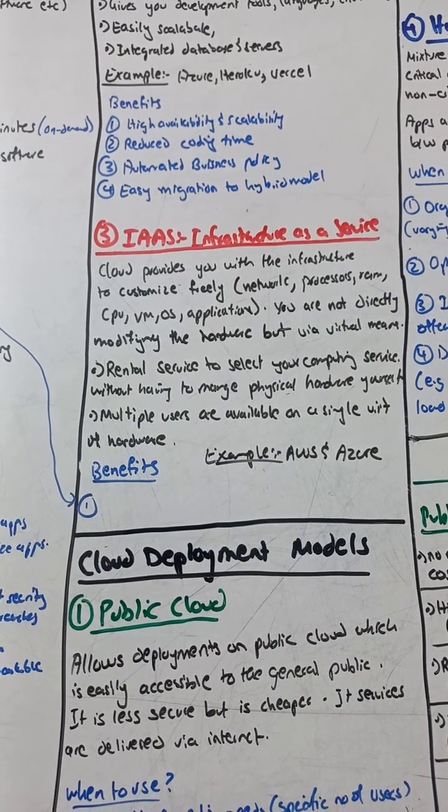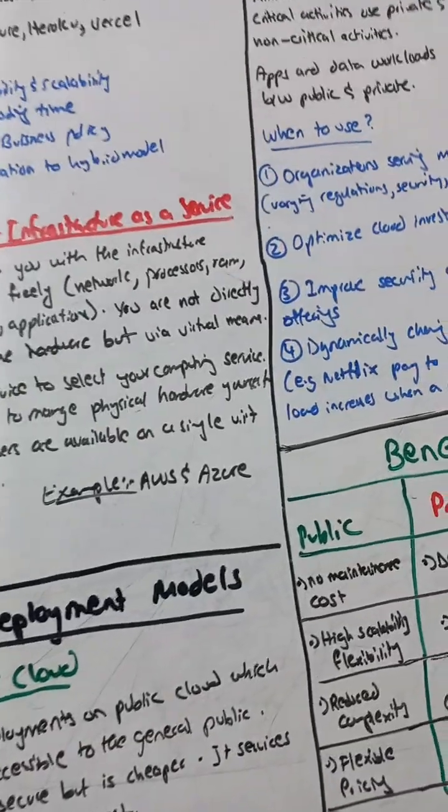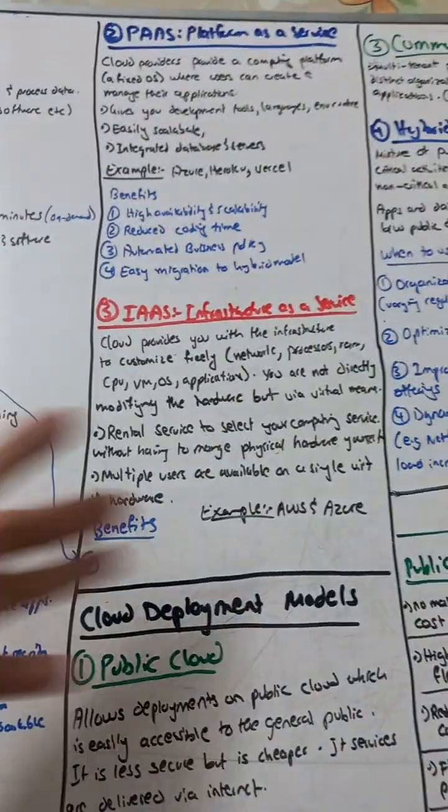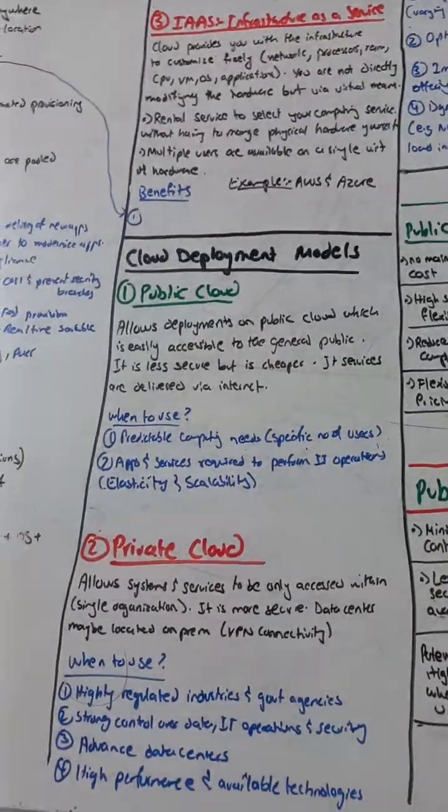Okay, so multiple users are available on a single unit, so it's a multi-tenant system. The benefits are the same over here. An example is AWS and Azure. Let's move on. Deployment models. So there are four different deployment models.